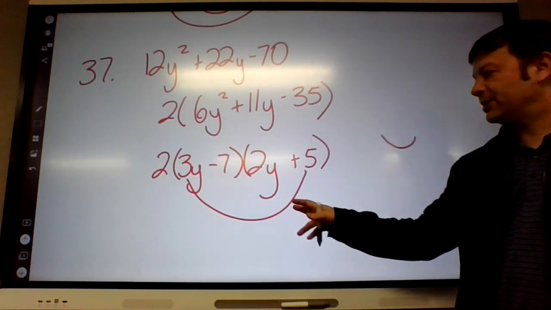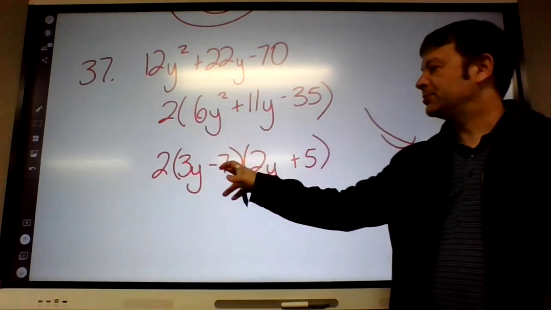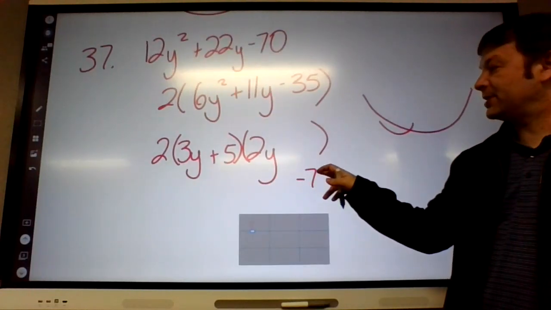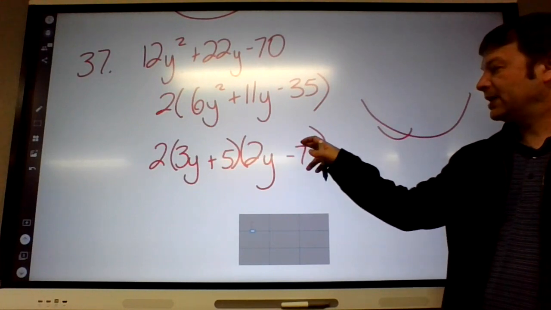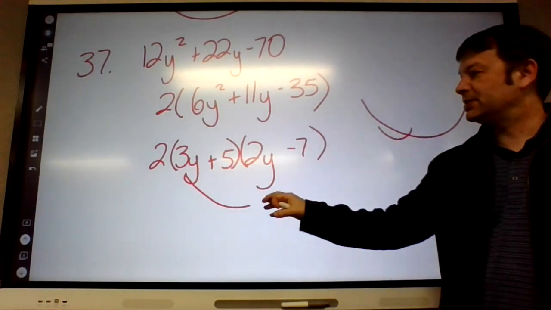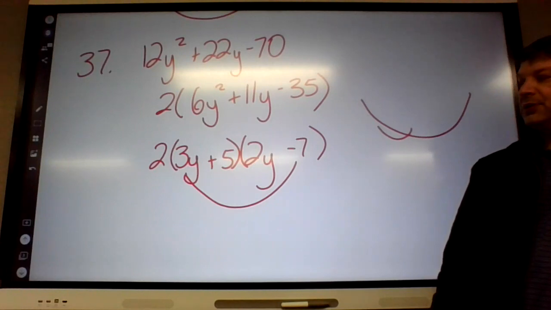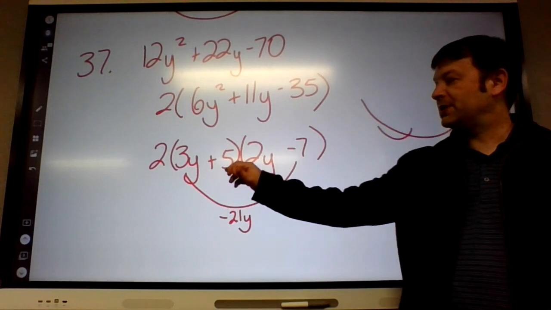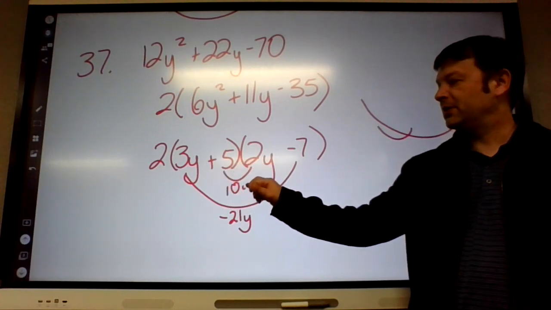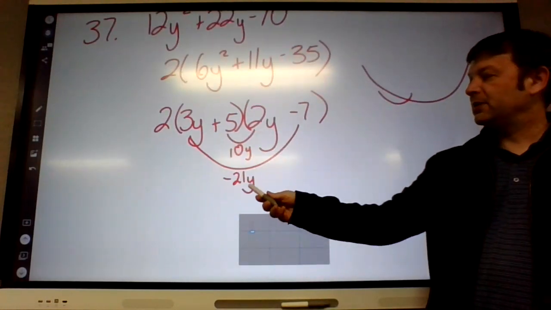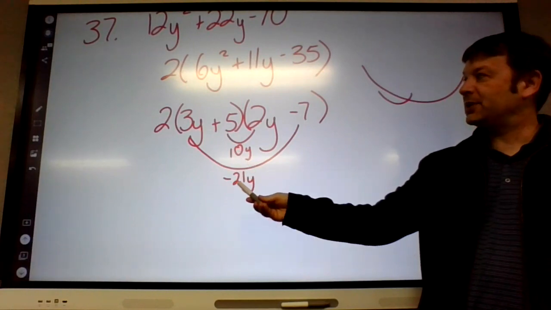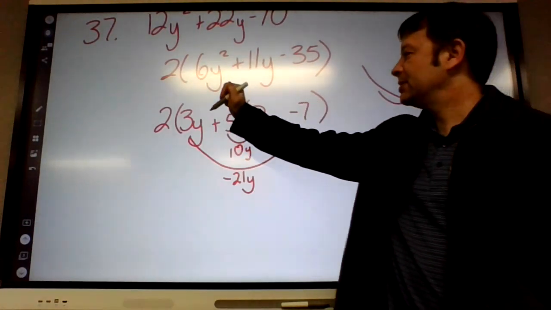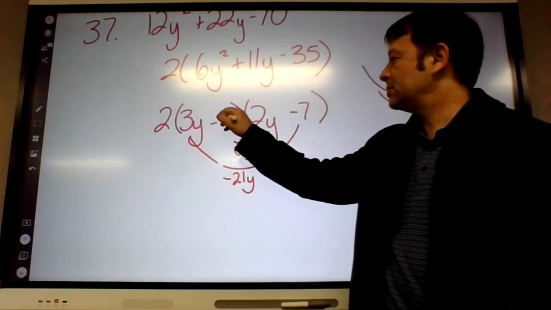So what should I try? Switch them. Switching the 7 and the 5. Okay, let's try this. Now the outside is negative 21y, and the inside is 10y. Do we need to switch the positive and the negative? Right, that adds up to negative 11 because the negative is bigger. So almost what we wanted. So switch the plus and the minus. We should be good.